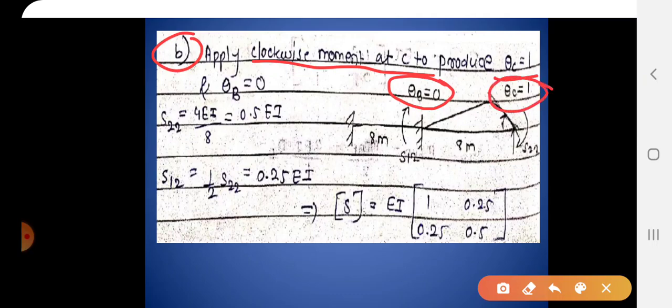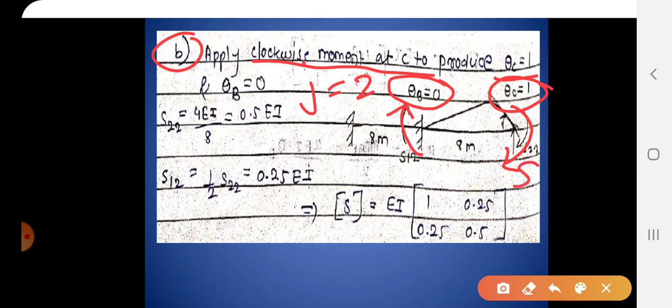So, theta C equal to 1: apply a clockwise moment at C and this will be transferred to the B end. Now it is a fixed end because theta B should be 0. Therefore, half will be carried over. Okay, and for this step J is equal to 2.